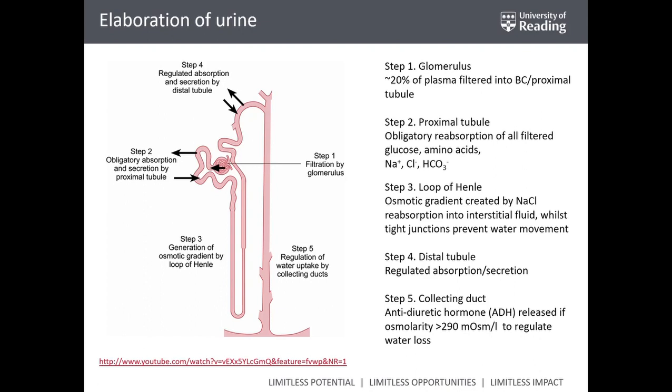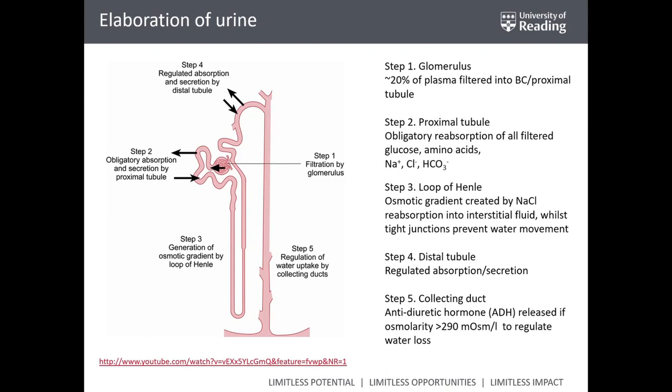So the semi-processed urine gets then conveyed into the loop of Henle. In the loop of Henle, there will be an osmotic gradient created by sodium chloride reabsorption into the interstitial fluid, while the tight junction prevents the water movement. Okay, so sodium chloride will be moved into the interstitial fluid, but the tight junctions will prevent the movement of water. This is very important, but we will go through this in more detail later on. This is just to have an overview.